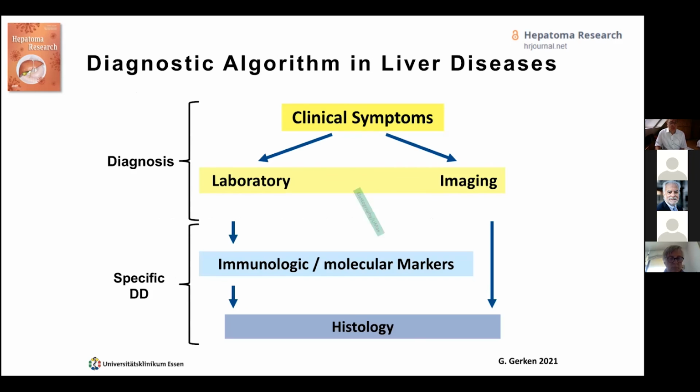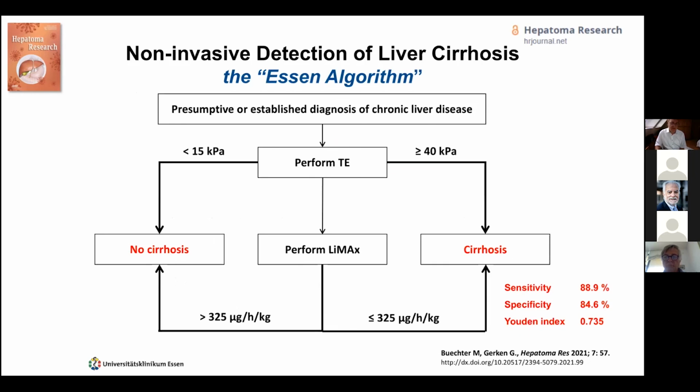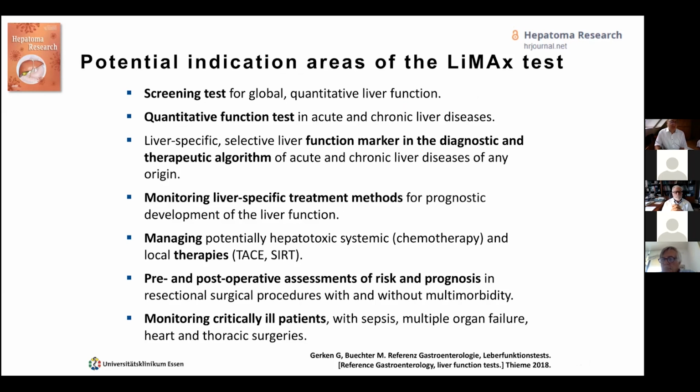Taken together, when do we use the LIMAX in the algorithm? After clinical symptoms, after laboratory analysis and imaging, then we integrate the indirect markers like elastography and LIMAX before we use the invasive markers at all. And the finding is we did an Essen algorithm now, and we can differentiate clearly with using this assay between cirrhosis and non-cirrhosis, using the LIMAX assay and elastography, and this is an approach which is already published in Hepatology Research. So finally, the LIMAX is in our hand a good screening tool, a good quantitative function measurement.